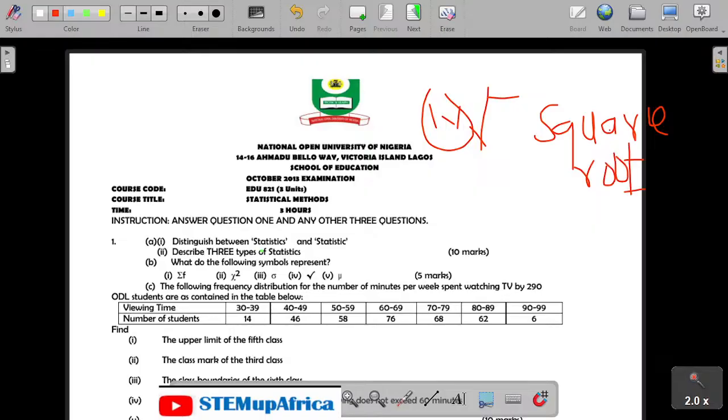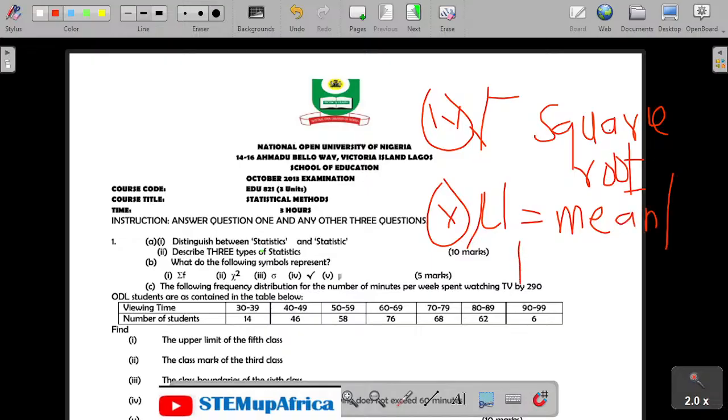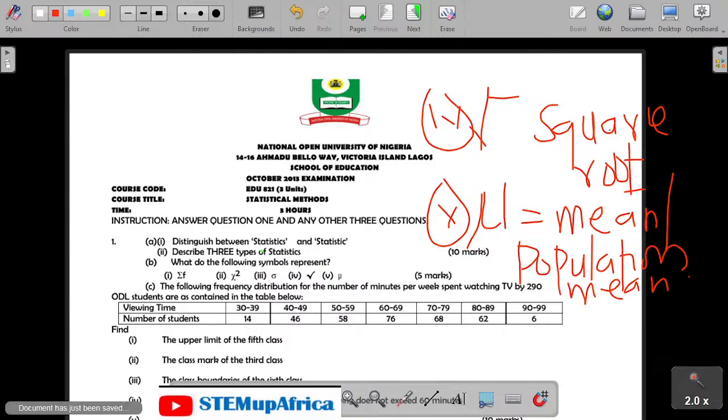Then the last one is mean. This symbol means mean, or they call it population mean for populations. You can call it mean or population mean. That is what that symbol is called. So that's what those symbols represent.